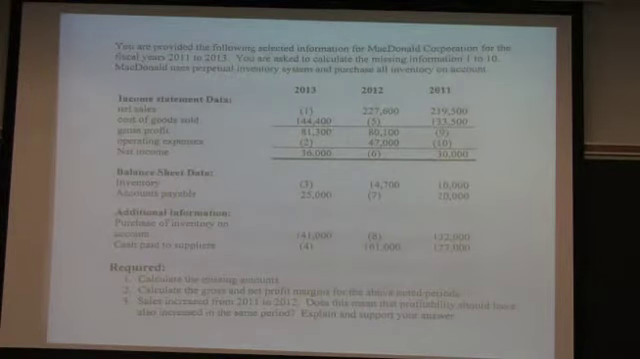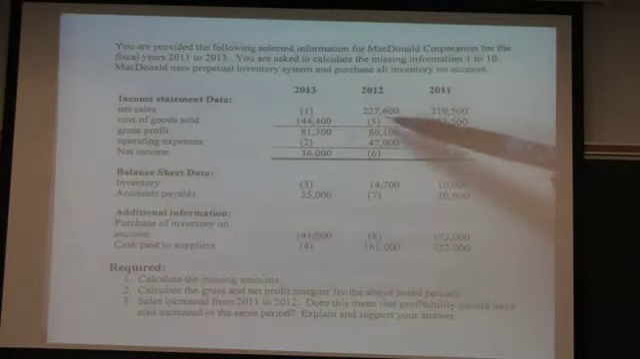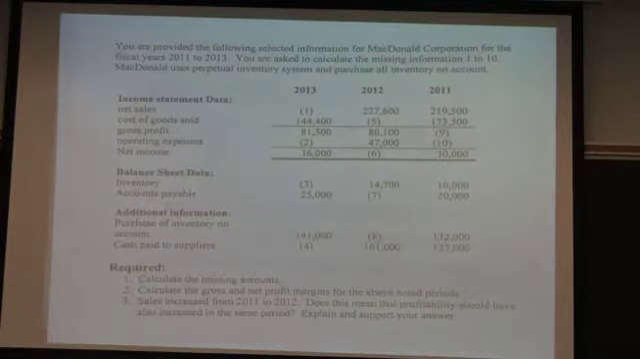The second part asks us to calculate the gross profit and net profit margin based on the following 3-year period. And for part 3, it's asking us that if sales have increased from 2011 to 2012, does this also mean that profitability should also increase in the same period? So let's take a look at how we solve this problem.